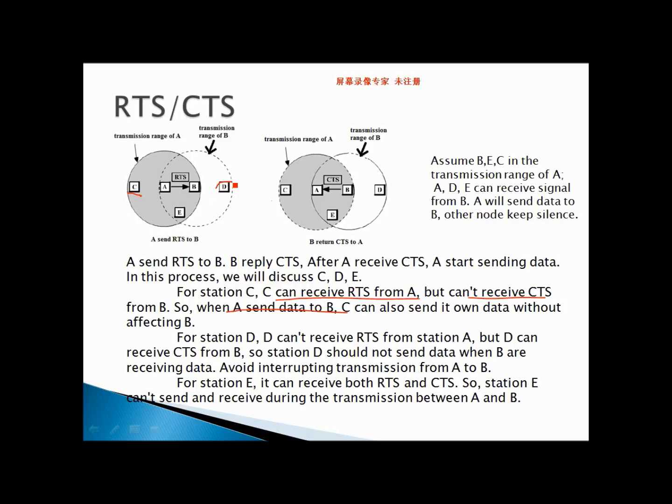For station D, it cannot receive the RTS from A, but D can receive the CTS from B. So station D should not send data while B is receiving data, to avoid interrupting the transmission from A to B. For station E, it can receive both RTS and CTS. So station E cannot send or receive during the transmission between A and B.